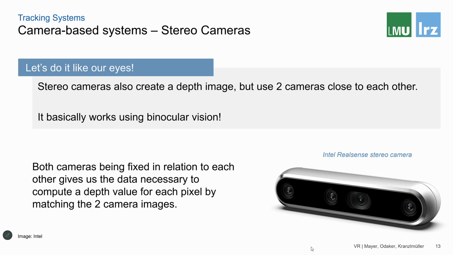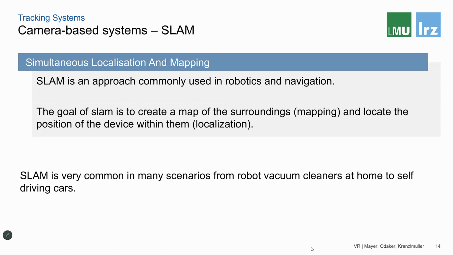Okay, now if we talk about navigation and depth images, we should also talk about an approach that is commonly used, and that is SLAM. What is SLAM? SLAM stands for simultaneous localization and mapping.